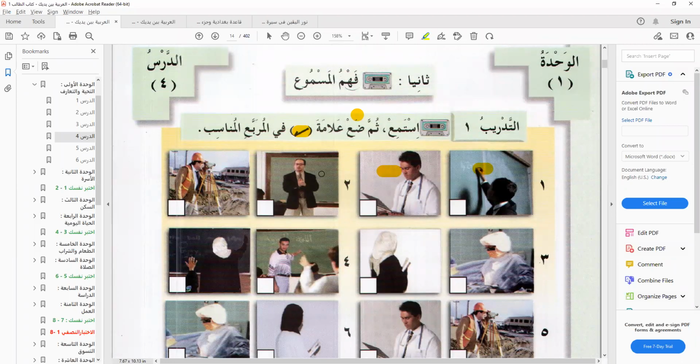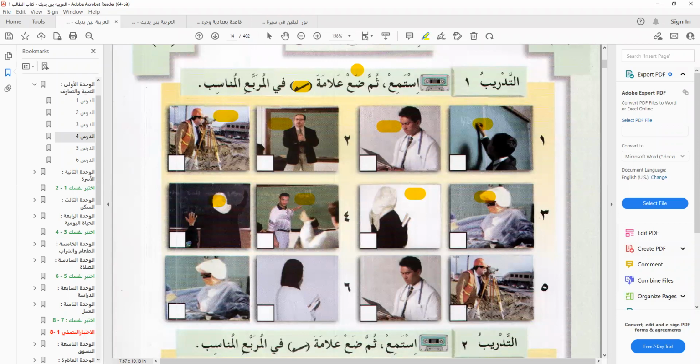Then the next one is Muhandis. Between this and this, who is the Muhandis? Man huwa al-Muhandis? الثالث طبيبة. من هي الطبيبة؟ والرابع من هو مدرس؟ الخامس من هو مهندس؟ والسادس من هي الطالبة بين هاتين الصورتين.